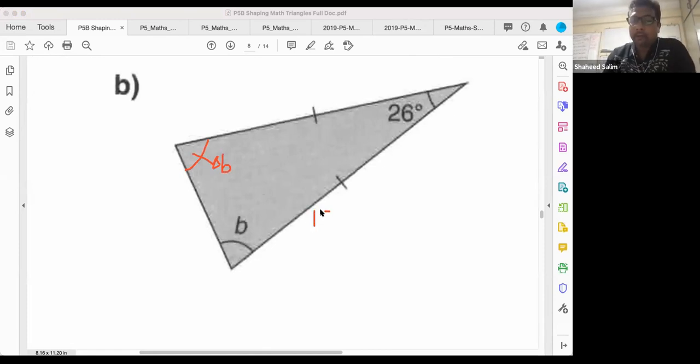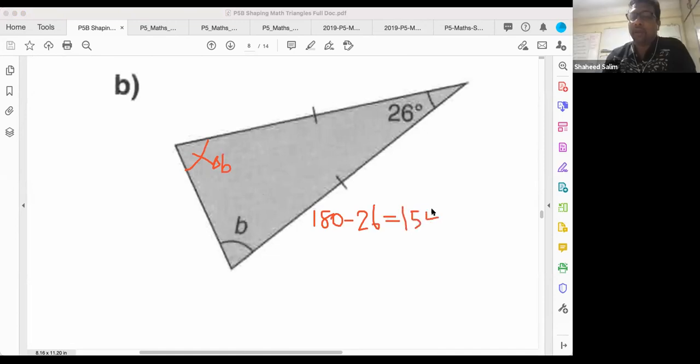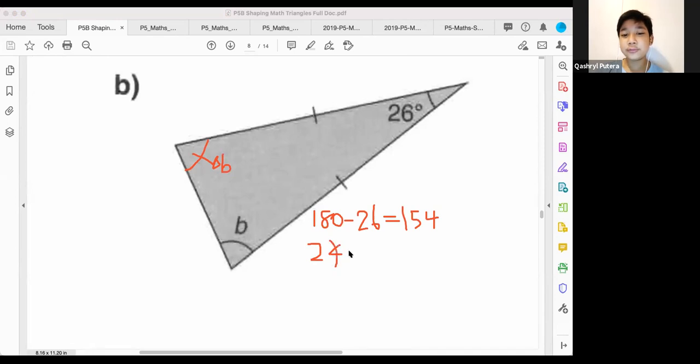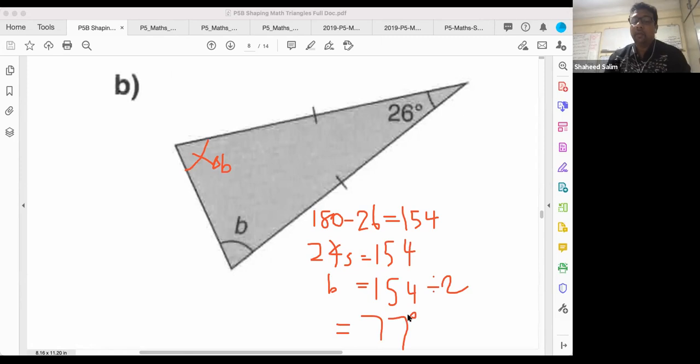Step one, take 180 minus 26. Then you get the answer, which is 154. Then what do we do after that, Putra? 154 is for how many B angles? 2 angles. 2 angles is equal to 154. So Shafia, Naomi, you want one angle, the B angle, you divide by 2. You know why you have to divide by 2? Because it's 2 angles. So what do you get? You get 77 degrees. Okay?